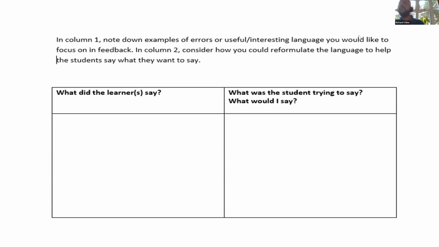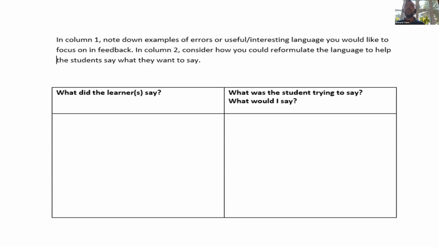In the right-hand column, while the students are still busy and you're monitoring, you've got time to think about what you want to reformulate in terms of the learner language. And then you can ask yourself the very simple question, what would I say? And I think that's quite empowering to the teacher.